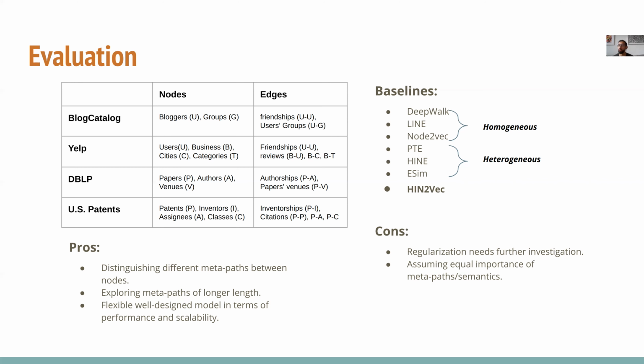Also, they employ different metapaths, as we saw in the architecture, but they treat these metapaths as being of equal importance. But in reality, some semantics or some metapaths that connect a pair of nodes may be more important than other metapaths that connect the same pair. And actually, the next work is going to tackle this point. And this is HIN2Vec.